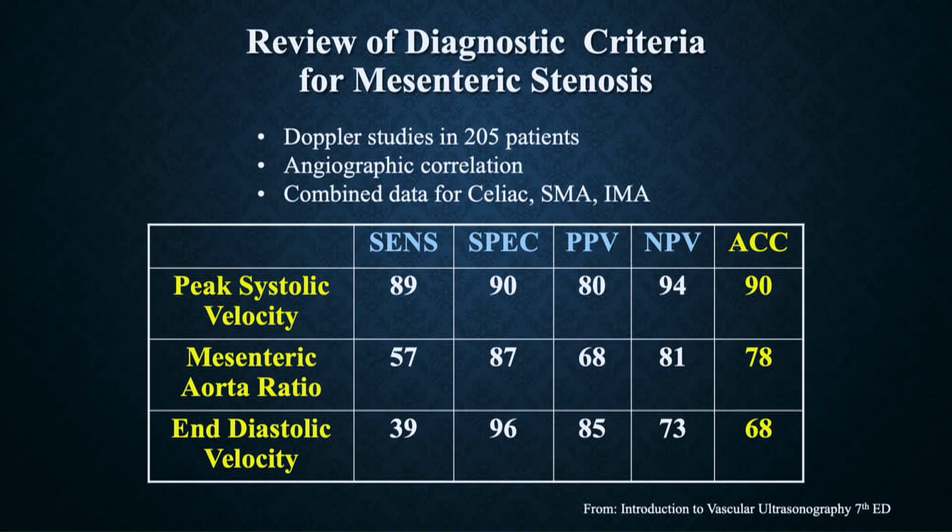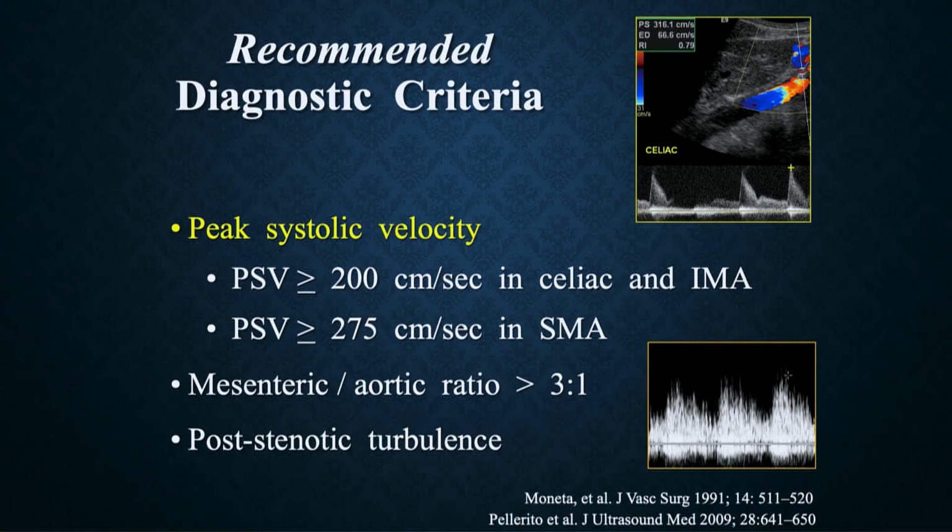We also did a review of the diagnostic criteria for mesenteric stenosis, looking at peak systolic velocity, ratios, and end diastolic velocity. Again, as you would expect, the velocity is the most sensitive. It's also fairly specific in the mesenteric circulation. The ratio also adds specificity. So these are the recommended criteria that we use for the mesenteric studies: 200 for the celiac and the IMA, 275 for the SMA, a ratio of greater than 3:1. And again, we also look for those secondary signs, meaning we look for poststenotic turbulence.